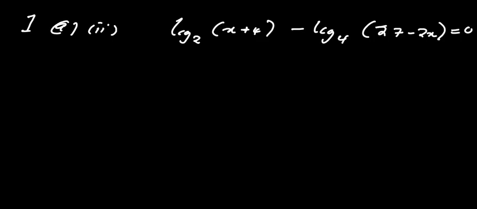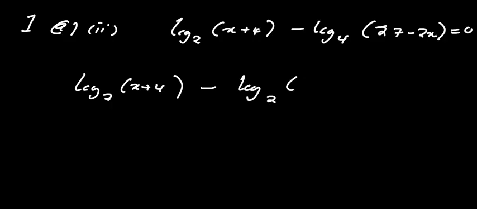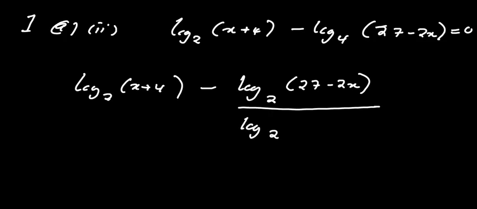This here just gives us log base 2 of (x plus 4). We change the other into base 2. That's going to be log of the new base, put the 27 minus 2x there, and we have log of the new base, then put the 4 there. This gives us a 0.